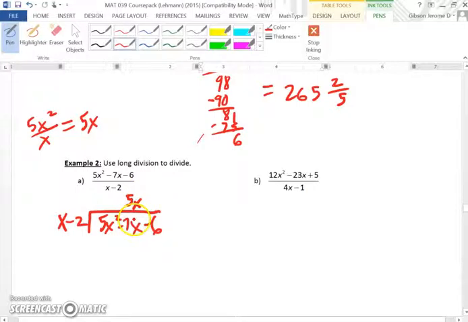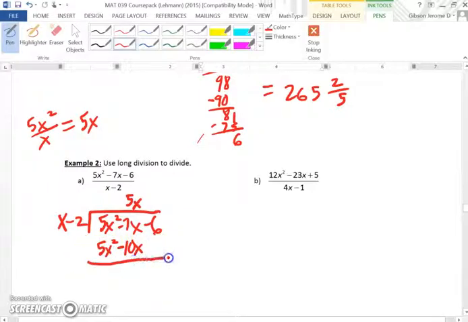Does everyone follow that? Now, we have to do like we have done traditionally in division. We would take this 5x and multiply by both of these terms. What's 5x times x? It'll be 5x squared. And then 5x times a negative 2 will give us a minus 10x.